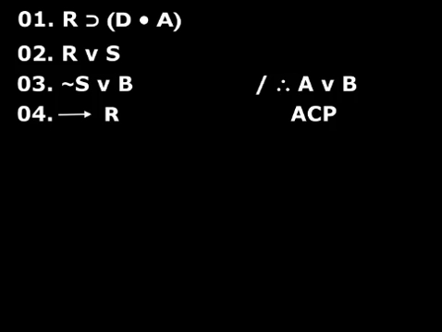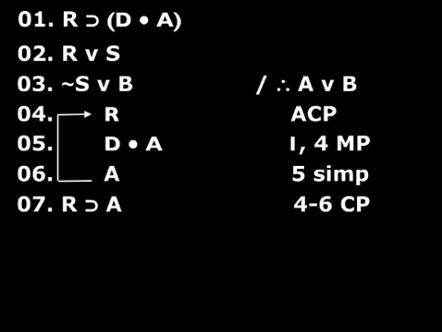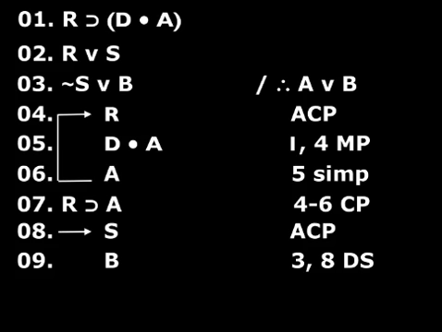Assume R. How can I get A? Well, now I can do modus ponens on 1 and 4 to get D and A, and simplify A off. Now I can get the conditional if R then A. Right there. Now, what am I going to do? I'm going to do another conditional proof, so you can do more than one. I'm going to start another subproof. I'm going to assume S, and my goal is to get if S then B.